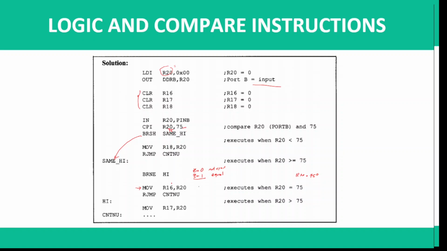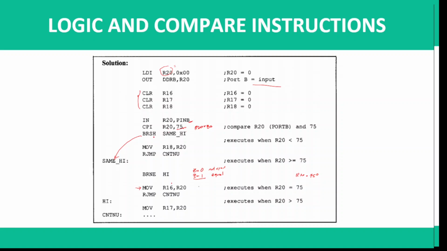Ang atong input sa pin B is equal to 75. How about if higher? Unsay mahitabo? Let's say we have 80. Sulat na to ang 80. Instead nga 75, this value would be 80. Okay. So, this R20 now, let's say, is equal to 80.